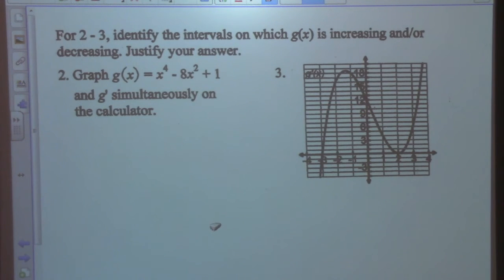Okay, and now for 2 and 3, identify intervals on which g is increasing and or decreasing. Number 2 is a calculator exercise where you graph the function and then figure out g prime and put them simultaneously in the calculator and see what is happening there.